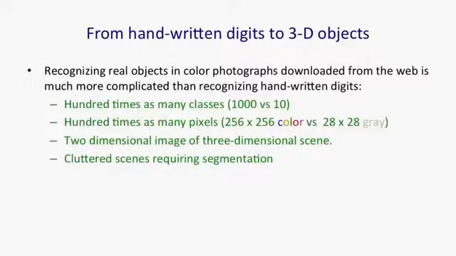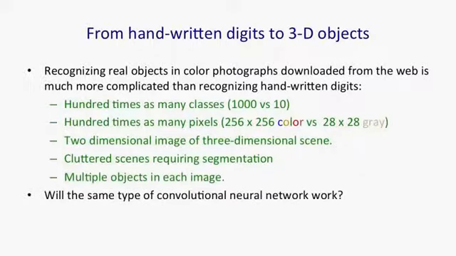In handwriting you can have overlapping letters, and that requires segmentation. But you don't have things like occlusion of large parts of objects by opaque other objects. You don't have many different kinds of object in the same scene. And you don't have all the lighting variations that you get in real scenes. So the question is, will the same kind of convolutional neural network that proved to be so good at recognizing handwritten digits work for real color images?